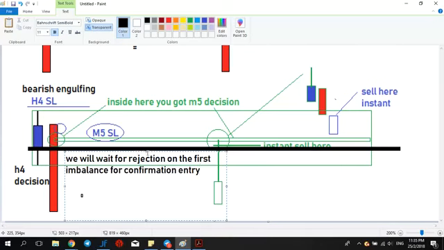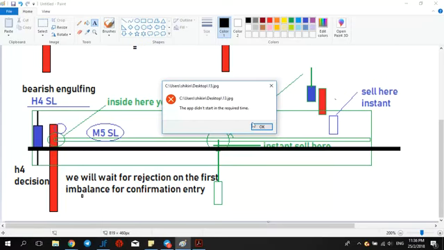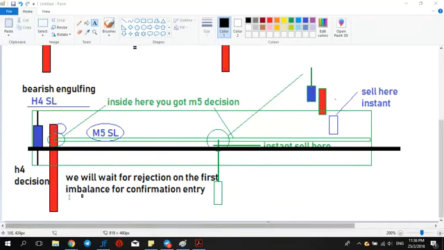Okay, this one, we will wait for rejection here. If you wait for rejection here, you are already using a different type of rejection. So I will only teach this. I will only teach you the one for confirmation entry, or rejection on the first imbalance, because this one has a higher probability of winning trades compared to other types of rejection. That's why I wrote it as risky trade.